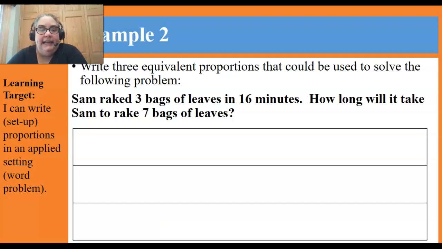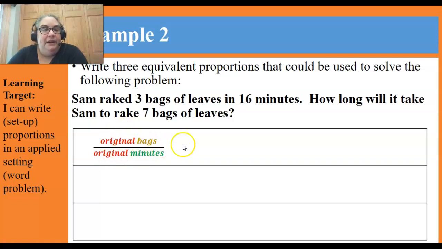We're looking at, again, writing 3 equivalent proportions, and then we just stop. So we don't actually have to solve any of it. And we have: Sam raked 3 bags of leaves in 16 minutes. How long will it take Sam to rake 7 bags of leaves? So if we take a look at the information that was given, we have bags of leaves and 16 minutes. So the original scenario is original bags to original minutes.